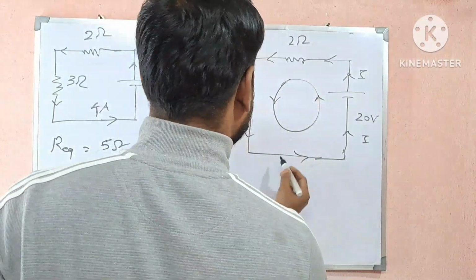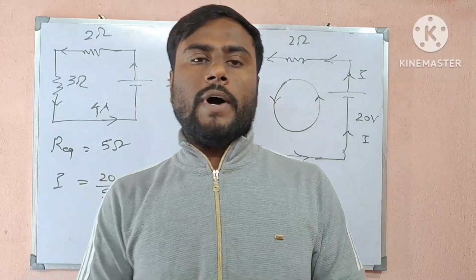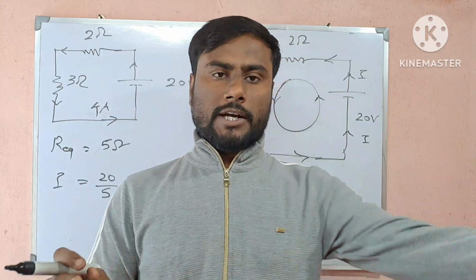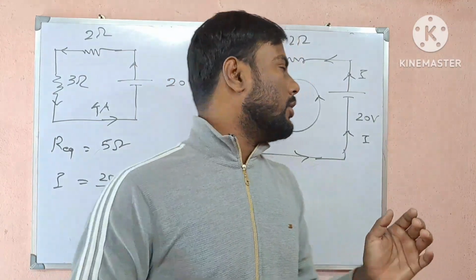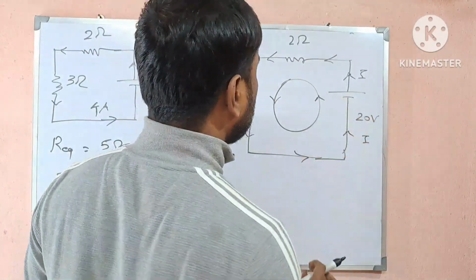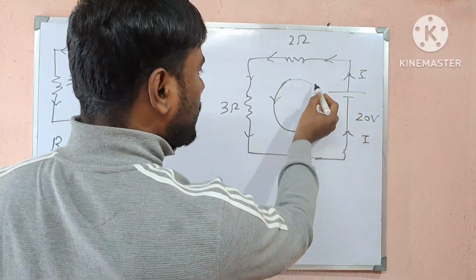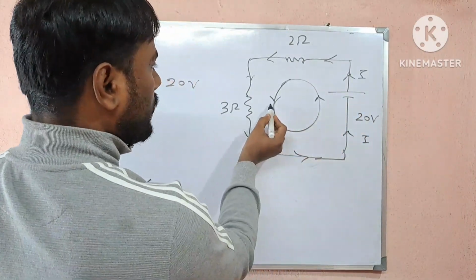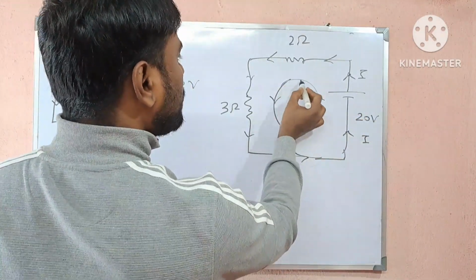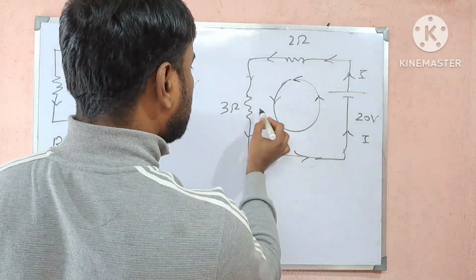So for this path, applying KVL, what will it be? And another thing that you have to remember, to find the potential across the resistor or the cell, whether it is positive or negative, you always have to take the nearest path. That means for this cell, you have to take the direction of this path, not this one. For this resistor, you have to take this path, which is nearest.